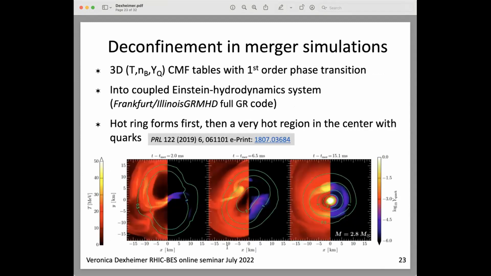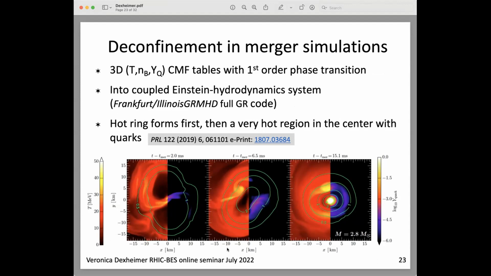And we use the model, in its three-dimensional version, to study merger simulations. We, and when I say we, it is me together with the group of Luciano Rezzolla in Frankfurt, and more specifically Elias Most, who is in the US now. Their code is a full general relativity code.